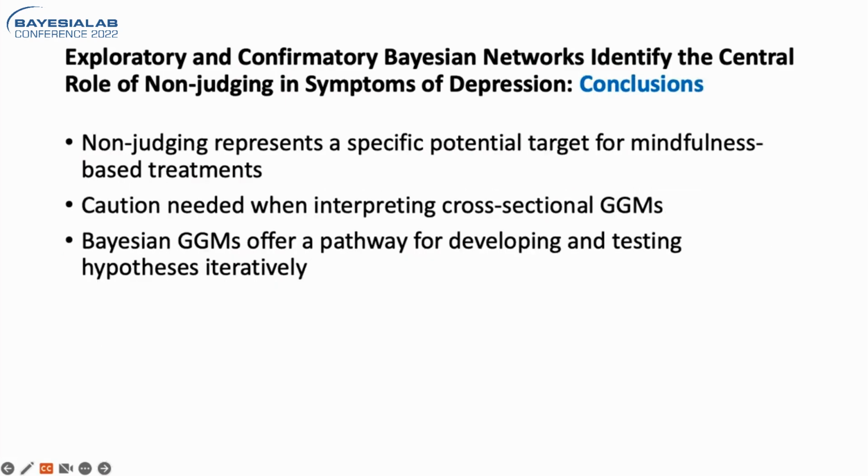So in terms of the robustness of non-judging across all these samples and networks, it does seem that if someone is very judgmental and they're experiencing depression, that might be a relevant target for an intervention, but that needs to be tested more explicitly. And then also thinking cautiously when interpreting these cross-sectional models, because the specific measures you use will have a strong influence on how the network emerges. But the Bayesian GGMs provide a really nice way to develop and test hypotheses iteratively in a much more ideally replicable way, and it gives me a little bit more confidence about these findings. And I think that's one of the strengths of Bayesian approaches in general.